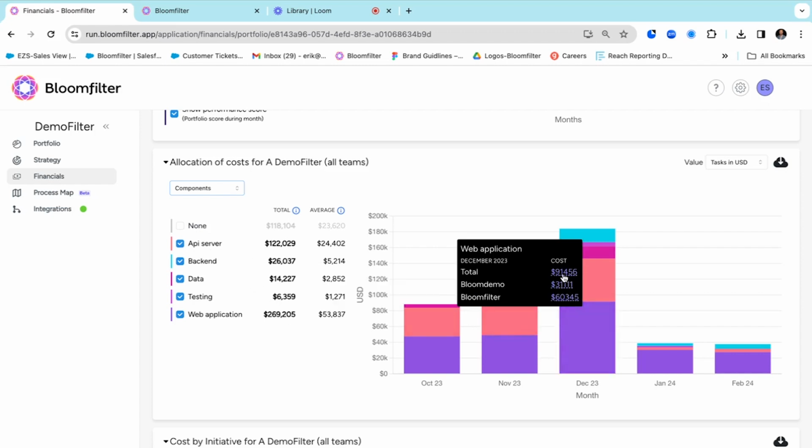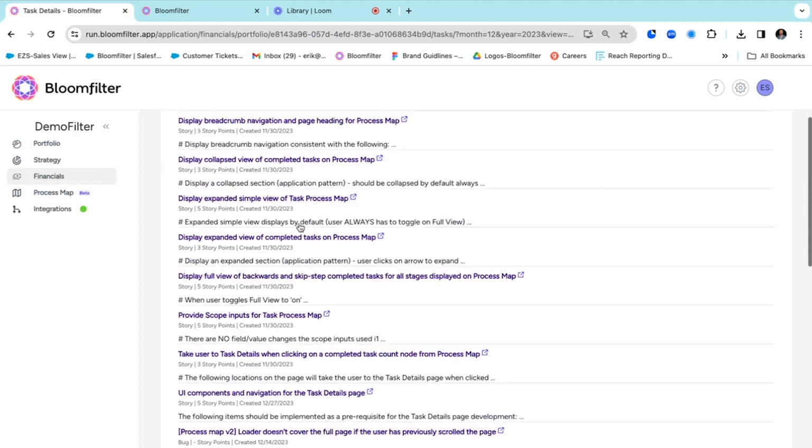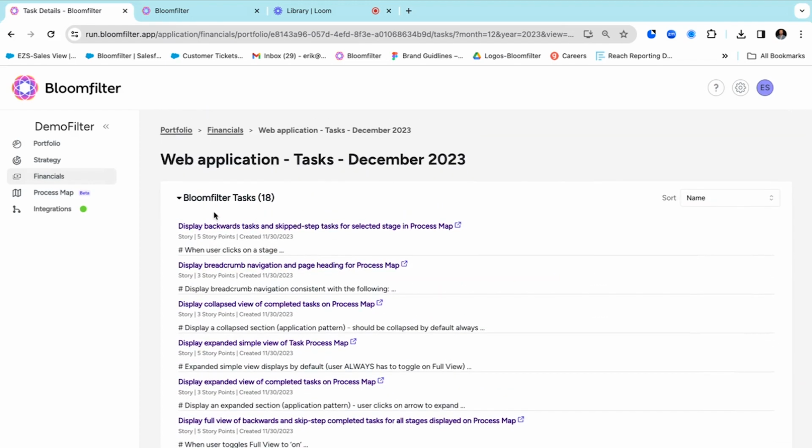And again, within anything, we can always click on it and we can understand the tasks behind it if we ever want to inspect or get into the details.